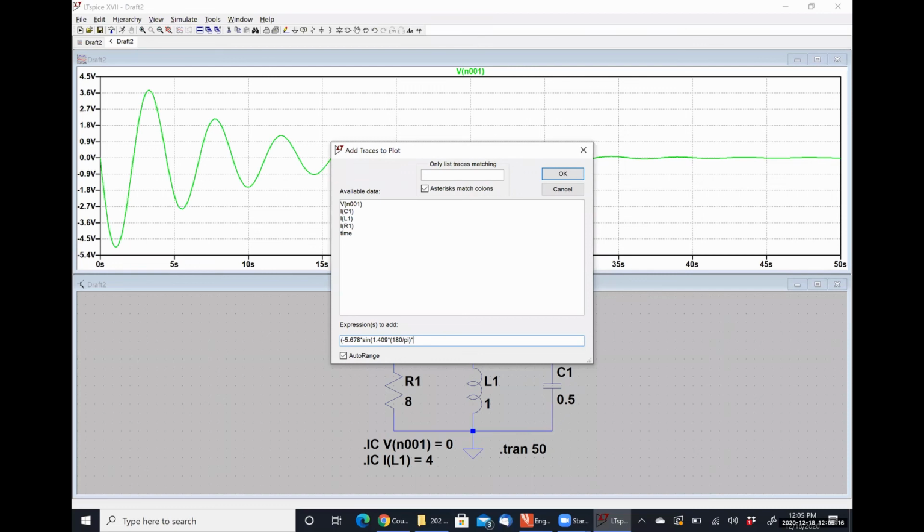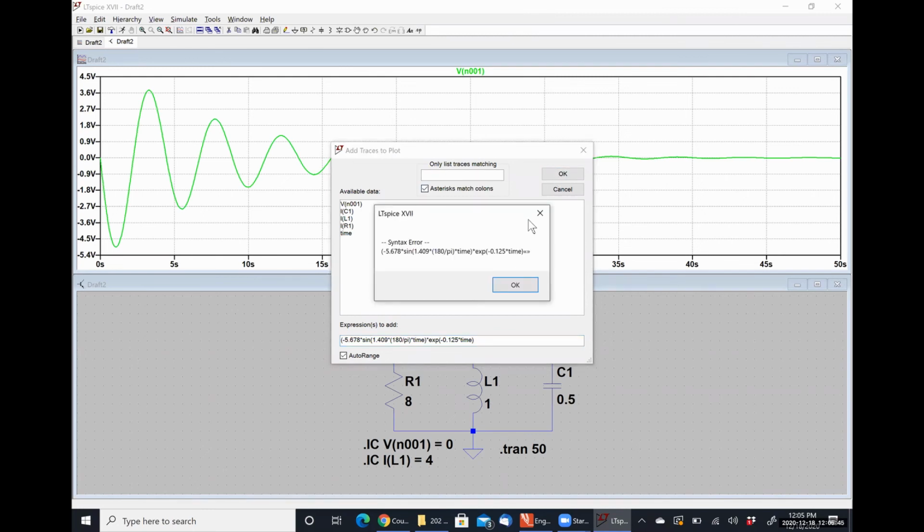Then to multiply by t, in LTspice the variable is literally the word time. So time multiplied by exp negative 0.125 times time. And I believe I put all that in correctly.